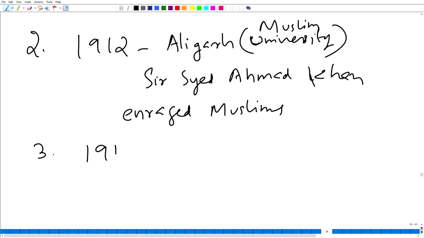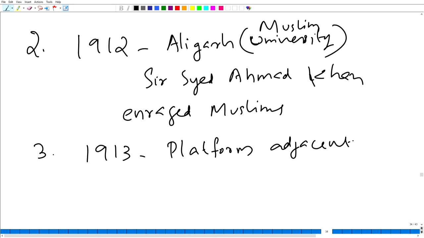Third reason. In 1913, a platform adjacent to a mosque in Kanpur was demolished by the British government. It further enraged the Indian Muslims. In 1913, on the part of a conflict between two groups, a platform adjacent to a mosque was demolished by the British administration. The mosque was located in Kanpur. It further enraged the Indian Muslims.